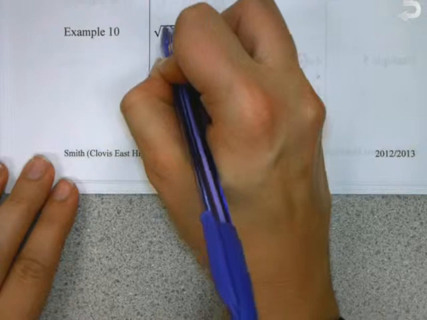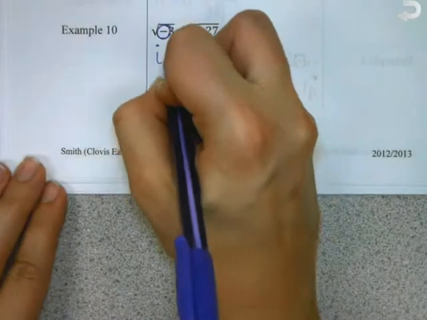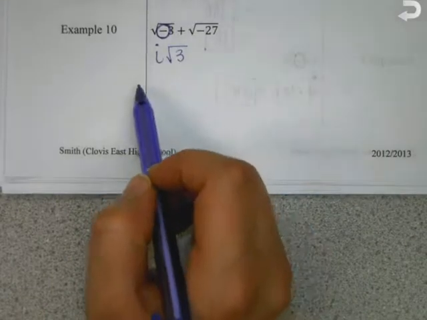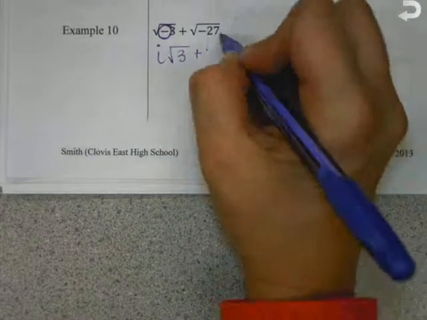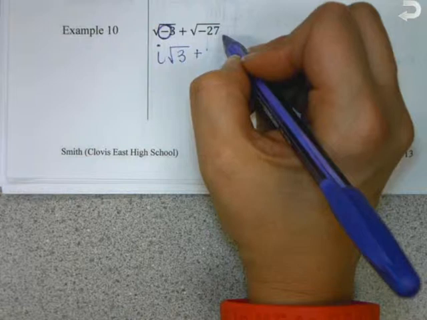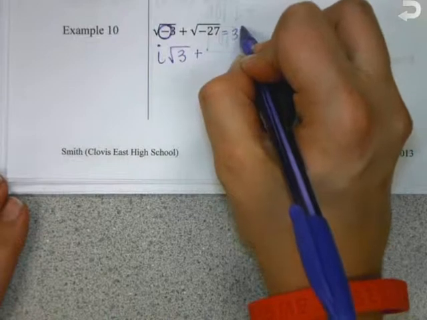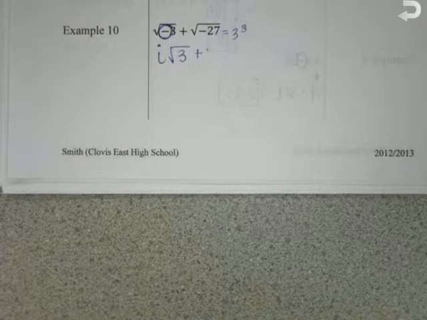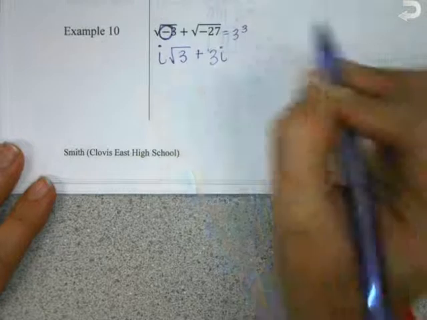Plus, are there any squares inside of negative 27? Well, 27 is the same as what? 9 times 3, which is 3 to the third power. So are there any pairs in there? Yeah, 2 3s. So this is going to be 3i because of that negative. And what's left over inside the square root? There's still 1 3 left over.